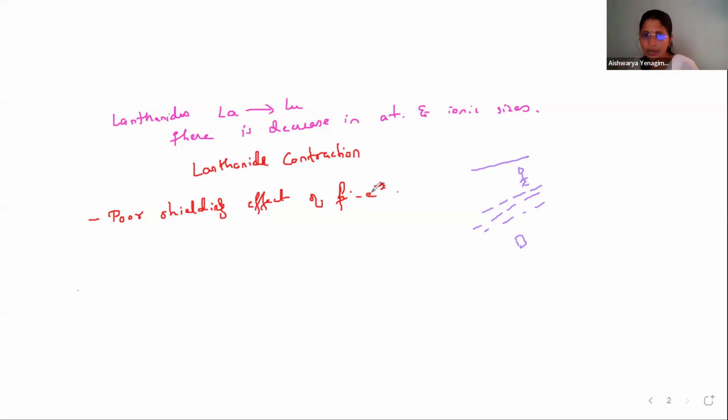These F orbital electrons have, as their own property, very little shielding effect. So shielding effect decreases in the order S is more, then P, then D, then F. Their own property says that: they don't act as good screens, and it doesn't make much difference.